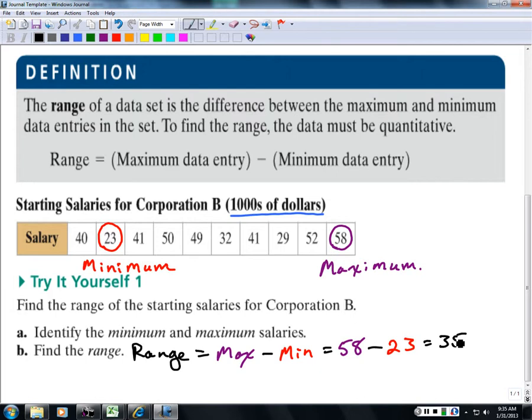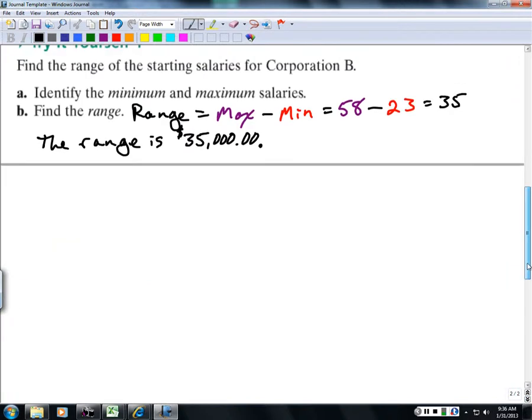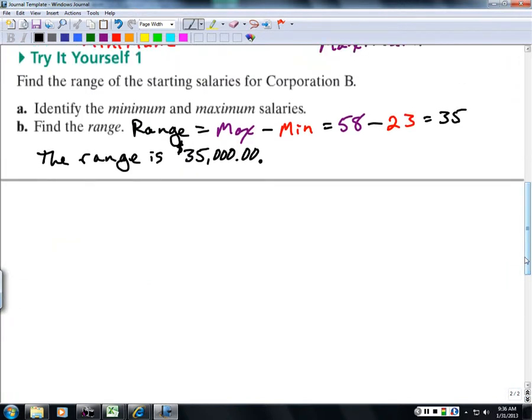That's how you would write it down. You wouldn't write it as 35. You would state that the range is $35,000. Okay? That's how you would indicate it. Now, obviously, in my stat lab, you're just going to have to type the number in. But if you were actually writing it out for a report, or if we were doing this as a paper and pencil test, that's how you would indicate it. All right, range is actually pretty easy.